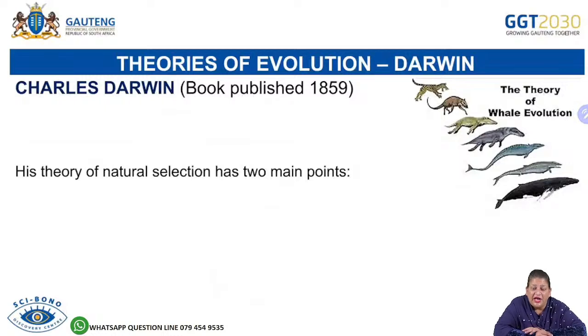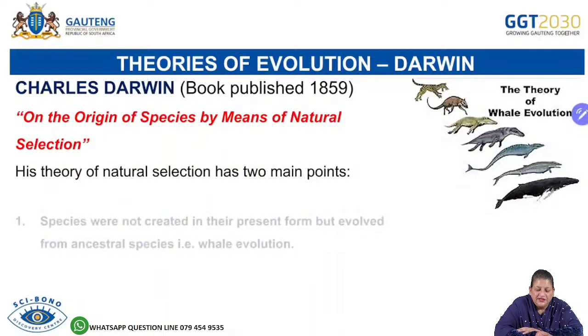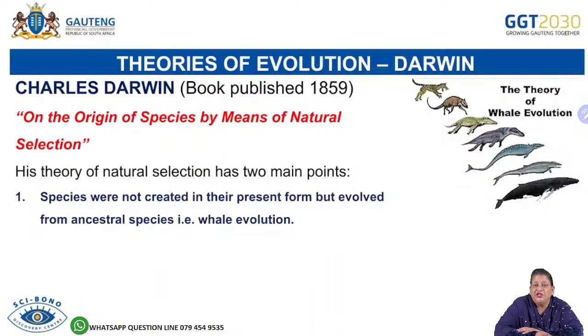Now we go to Charles Darwin, and we're going to look at the main points. Charles Darwin published his first book called On the Origin of Species by Natural Selection. He called his book The Origin of Species, and it wanted to explain the theory of natural selection. His theory of natural selection was actually based on two main points.